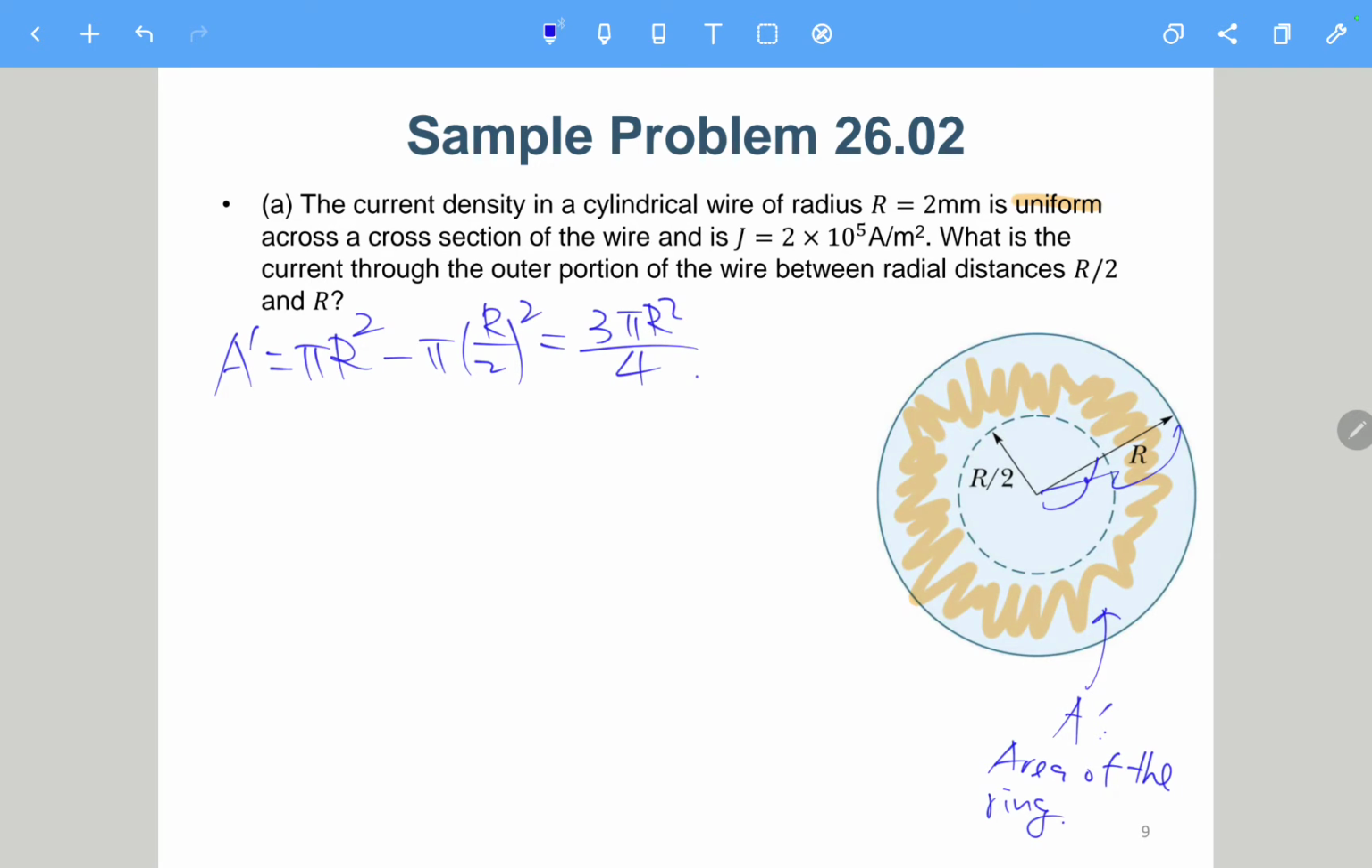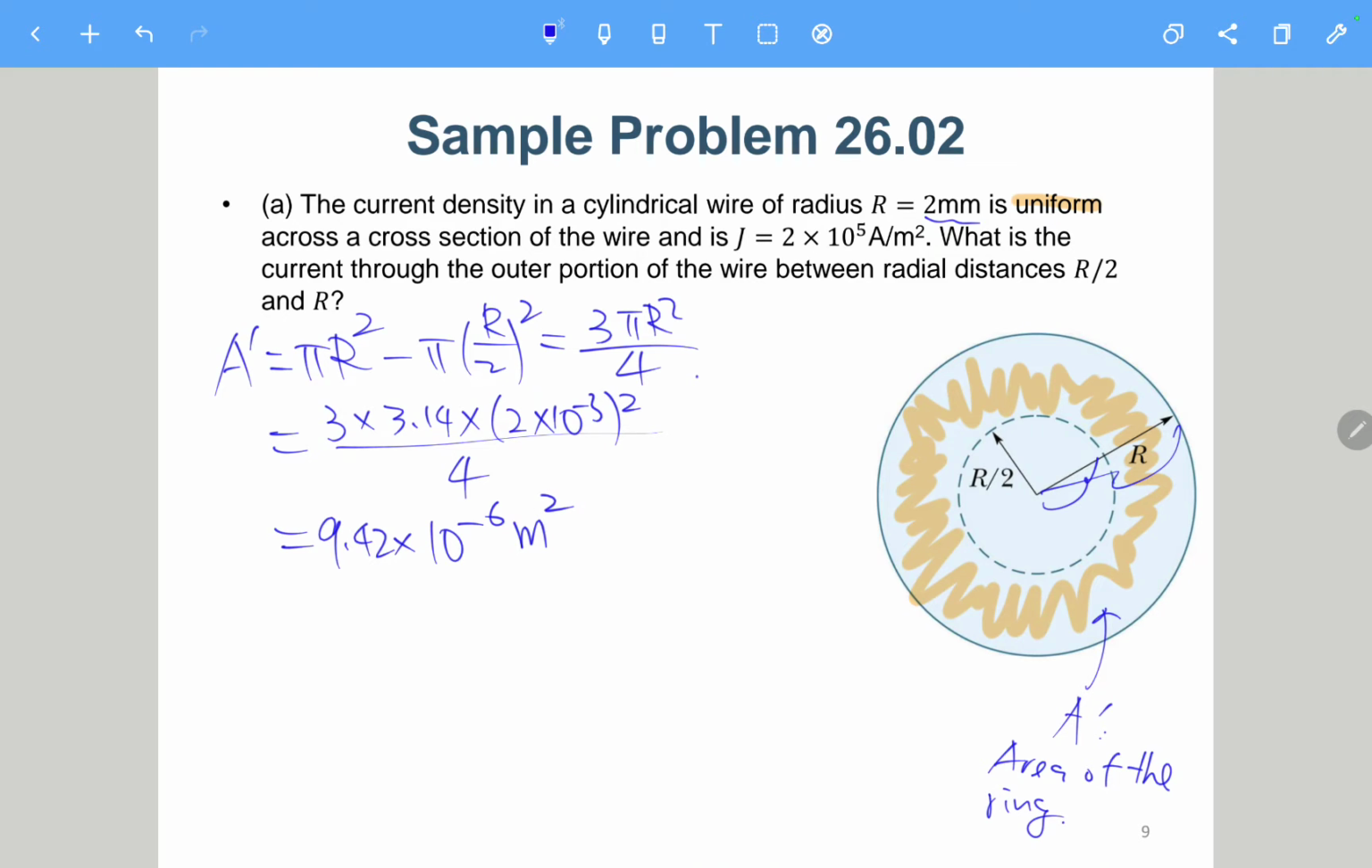Okay, so we can just plug in the numbers. 3 times 3.14 times R, which is 2 millimeters, so 2 times 10 to the minus 3, squared, and then all over 4. So this number is 9.42 times 10 to the minus 6 meter squared.